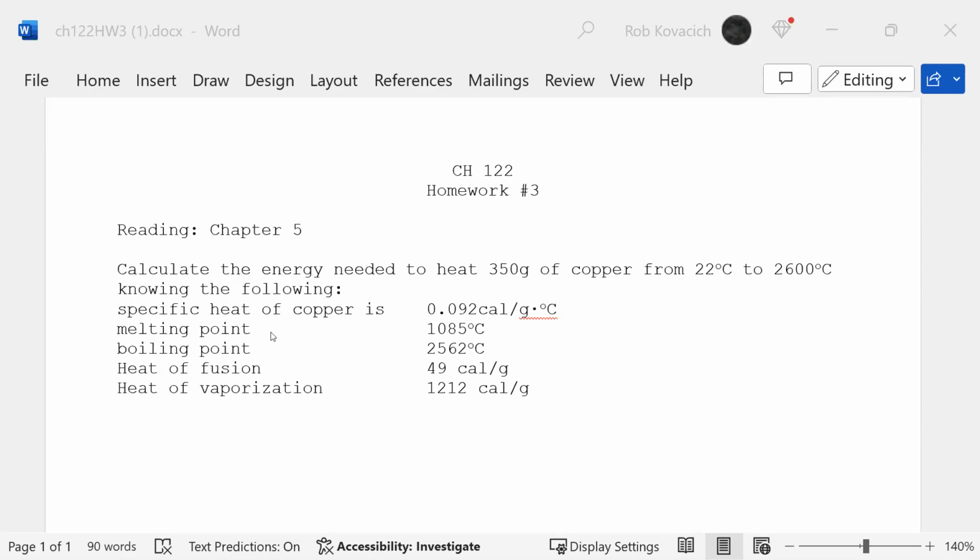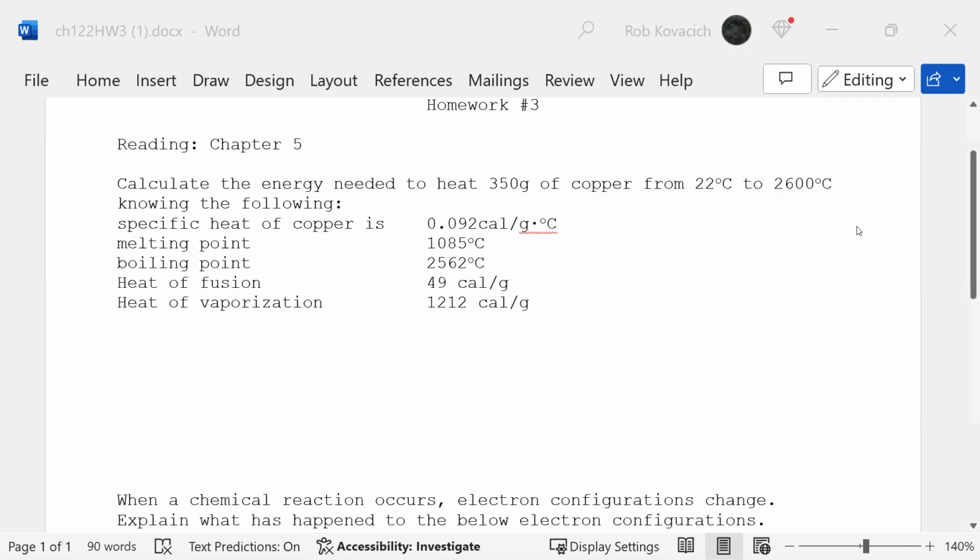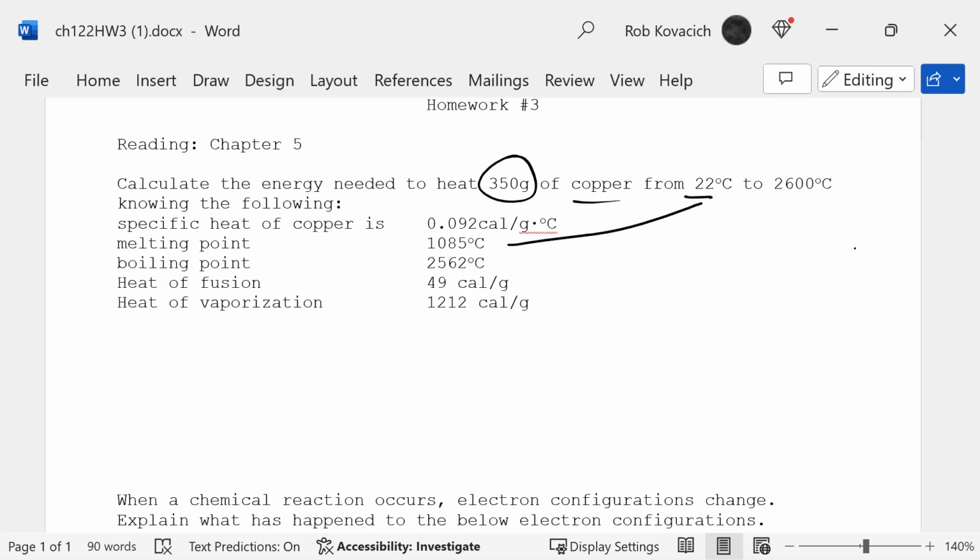Okay, let's go over homework 3 and move on. So we got 350 grams copper. First thing we need to do is make it move fast enough where we can reach its melting point. So if we start this at 22 degrees Celsius and its melting point is 1085.